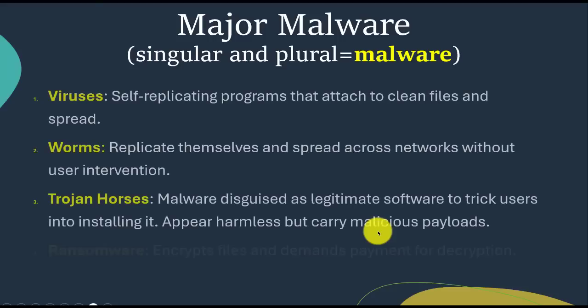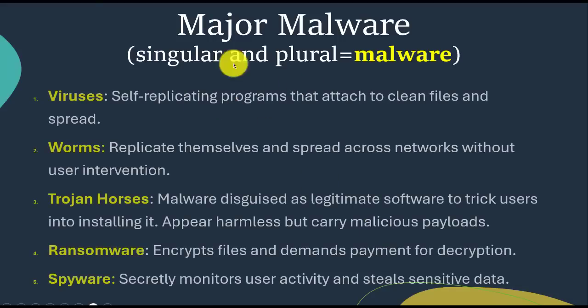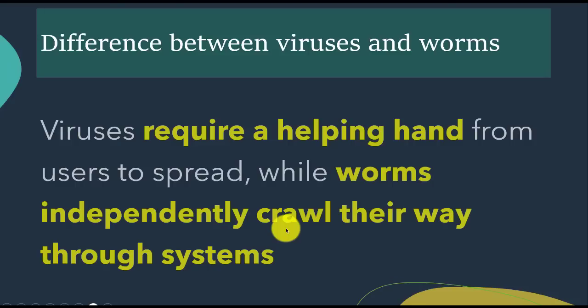Now, as I was saying, the singular is malware because it's an uncountable noun, and the plural is malware. So dear participants, it's not malwares or softwares, it's uncountable. So I've identified some major ones, and you have viruses, you have worms, you have Trojan horses, you have ransomware, you have spyware. Let's look at a few of these. Let's look at viruses and then worms.